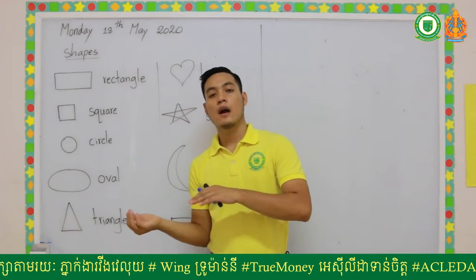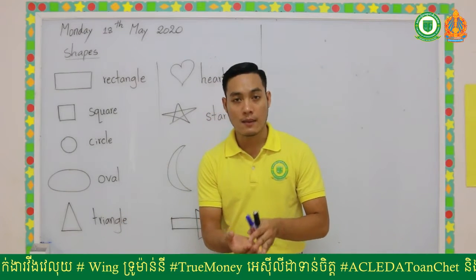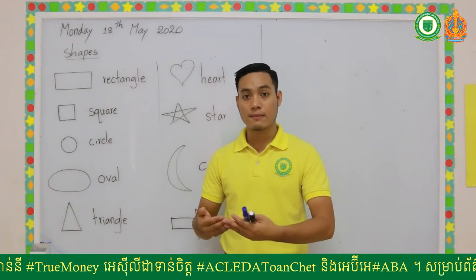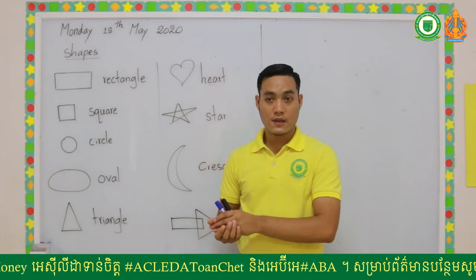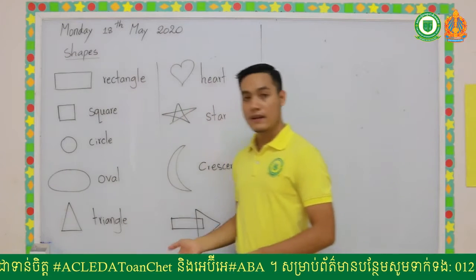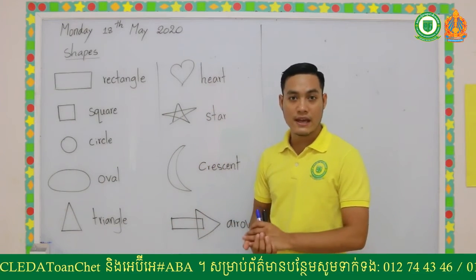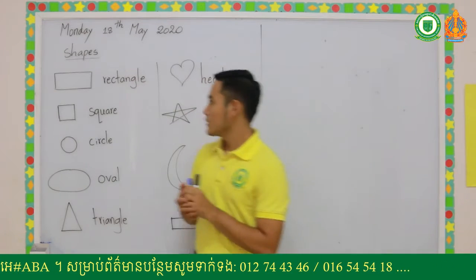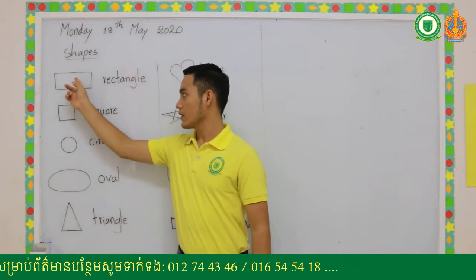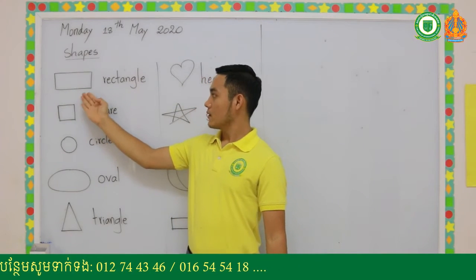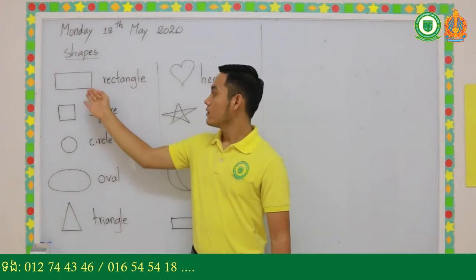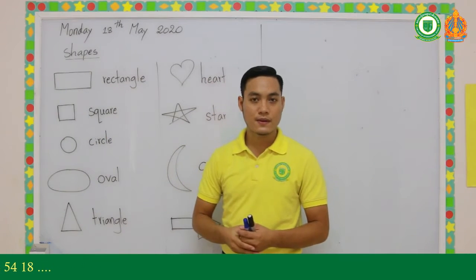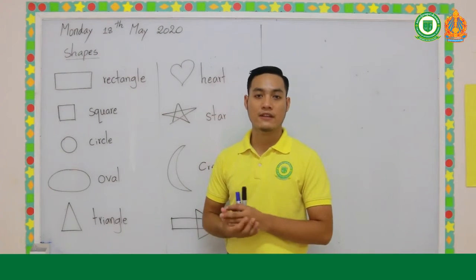Before we go to counting the objects or the shapes, we have to know some words about shapes first. So here are some important words for you today. So let's read and practice together. So the first shape is, look, this one is rectangle. All right, rectangle. So everyone join and repeat after teacher.